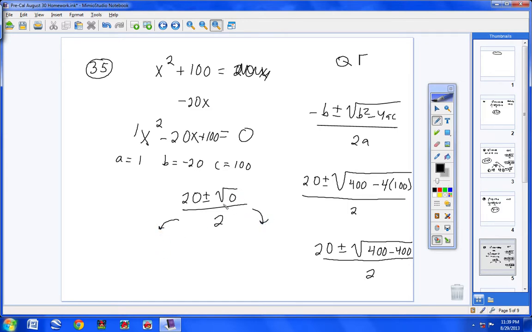The square root of 0 is 0, because 0 times 0 is 0. So 20 plus 0 over 2, and then 20 minus 0 over 2. Well, 20 plus 0 over 2, that would just be 20 over 2, which is 10. And 20 minus 0 is 20, and 20 over 2 is 10. Now, if you want to write 10 twice, you're more than welcome to do that, but x equals 10. And we got that by using the quadratic formula. All right, let's continue on to the next page.